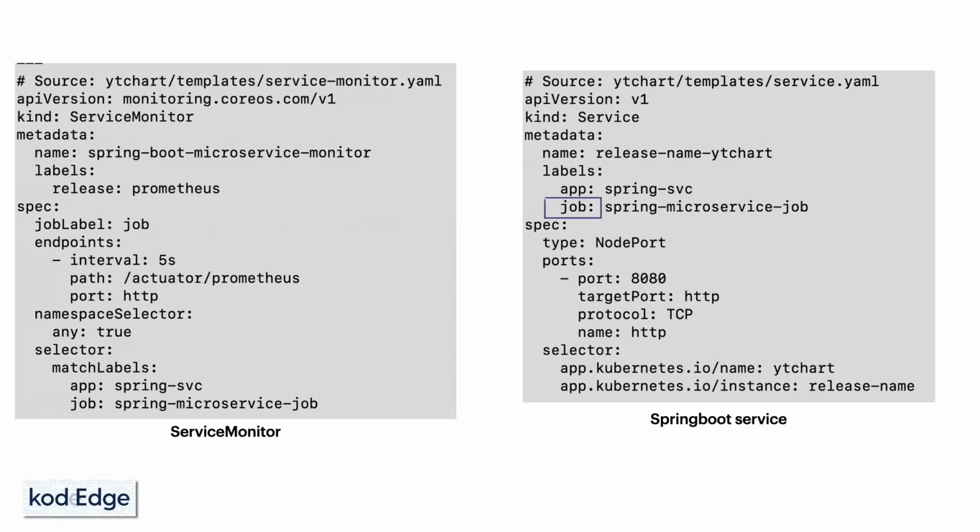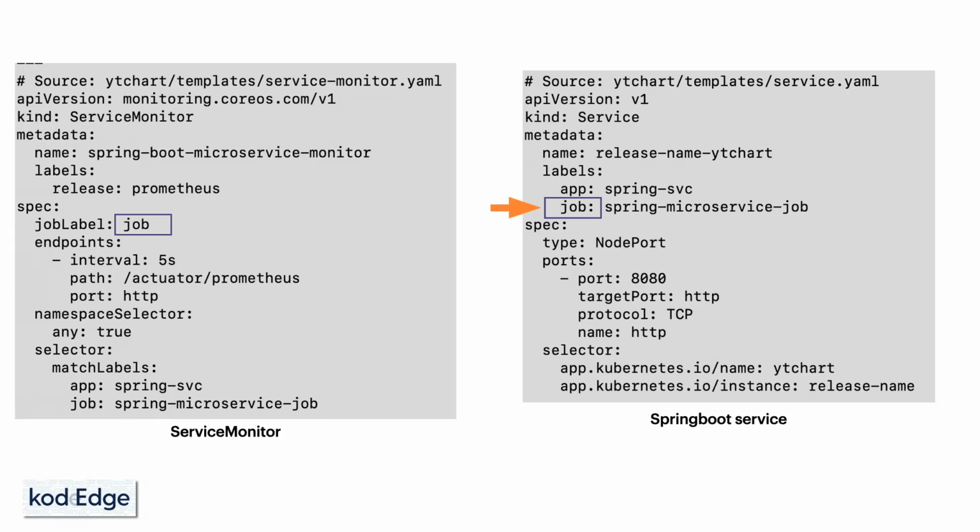And next I am giving the same name that I have defined into the label section of our application service into the service monitor job label section. And you can give any name to this section. Okay, so it is not mandatory to give the name as job only. You can give any custom name here. And this spring-microservice-job label will appear in the Prometheus metric section.